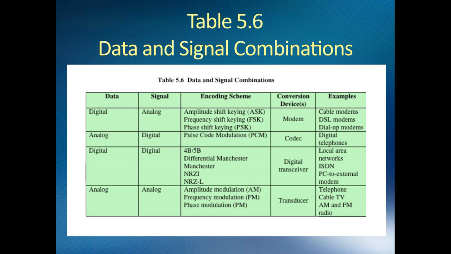So here we have a summary of this part of the chapter. We have digital to analog signal. This is a summary. I think this is very good. For digital to analog signal, I can use encoding, which is ASK, FSK, PSK. The device is called a modem. This is a very important slide, by the way. Read it, please. Take your time.